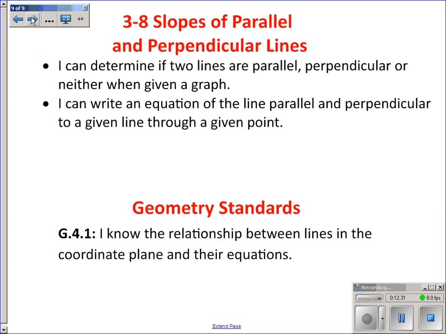All right, we were looking in this video at the slopes of parallel and perpendicular lines, how the slopes are related, and you should now be able to determine if two lines are parallel, perpendicular, or neither when you're given a graph. And also you can write the equation of the line parallel and perpendicular to a given line through a given point.